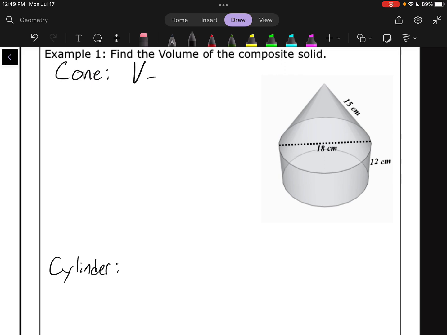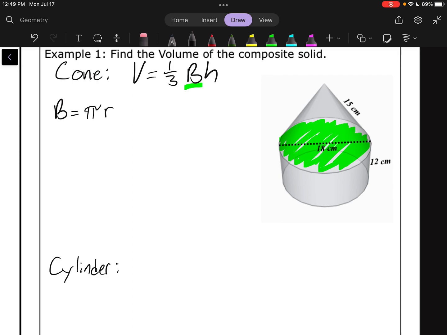The volume formula for a cone is 1/3 big BH. The big B is the area of the base. It's the area of this circle down here. Let's go ahead and take care of that part while we're at it. To find the area of a circle, to find our big B, we're going to need to do pi r squared. Our pi r squared here is pi times, looks like it should be 9 squared, since the radius there would be half of that 18.